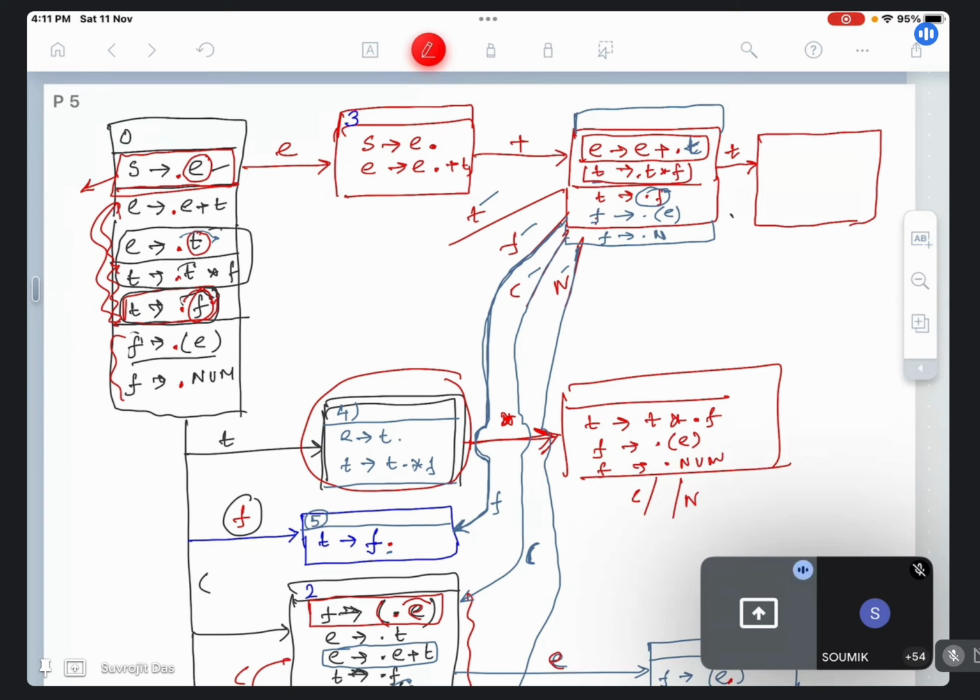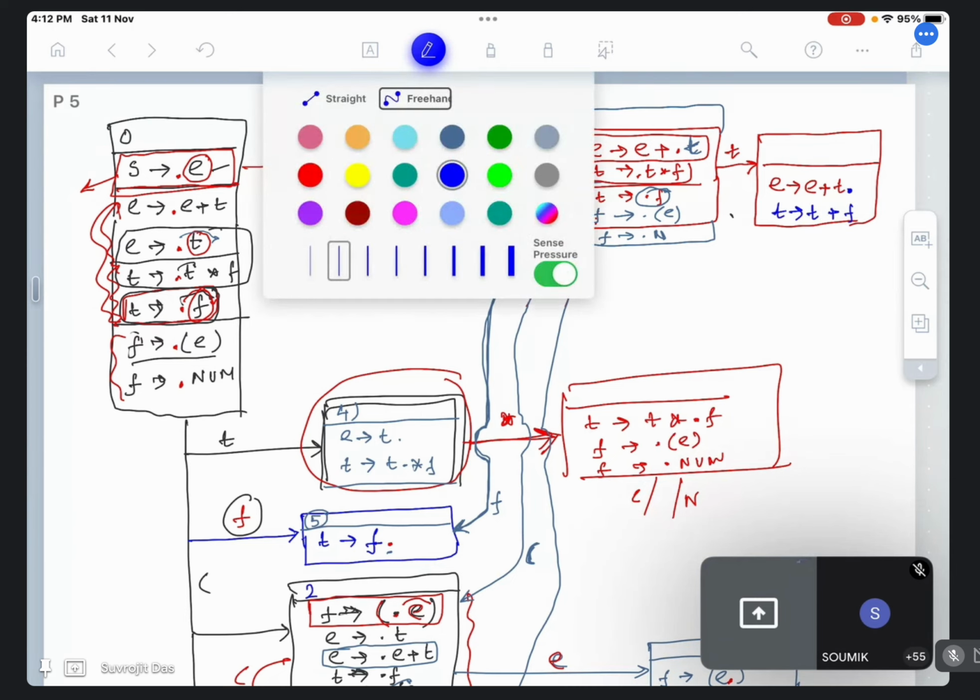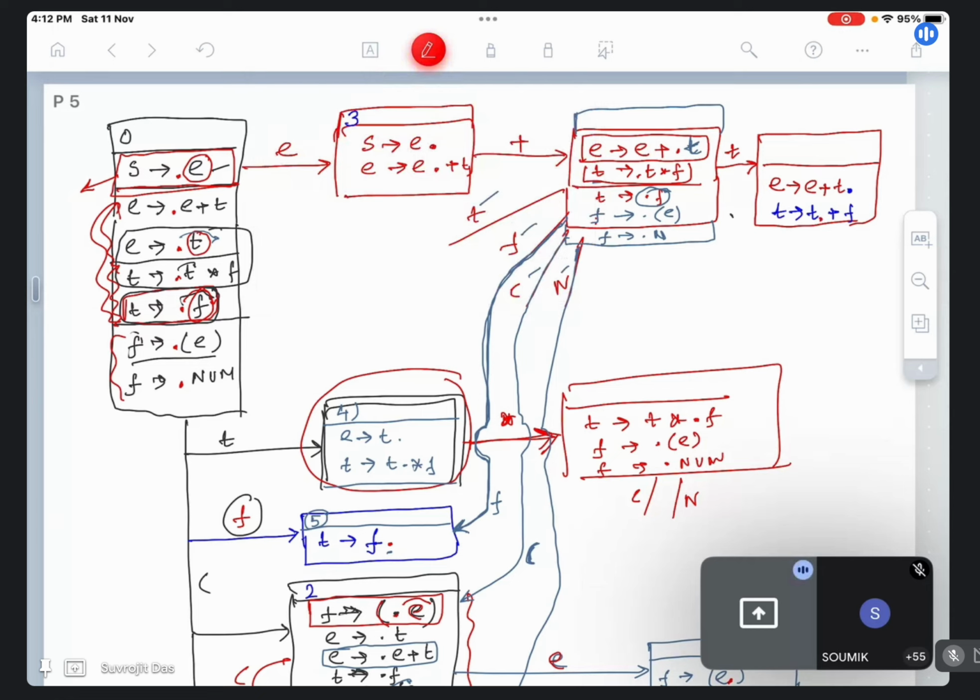And we need to move the dot to the right. So it is E goes to E plus T followed by a dot, right? And the other production should be T goes to T followed by a dot star F, right? Now is it okay? Please check. Now this state, so let me erase this. So the transition on T looks like this. Okay.